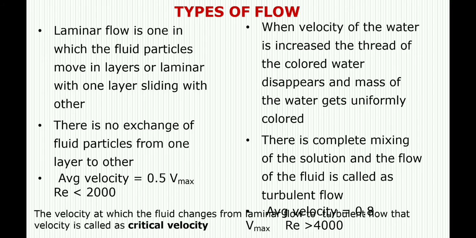When the Reynolds number is less than 2000, the flow is laminar. And when the Reynolds number is greater than 4000, the flow is turbulent. The velocity at which the fluid changes from laminar to turbulent flow is called the critical velocity. When laminar flow changes into turbulent flow, that velocity is called the critical velocity.